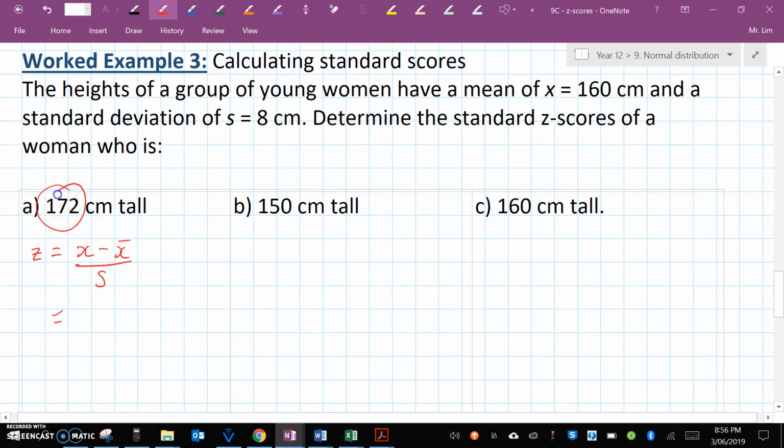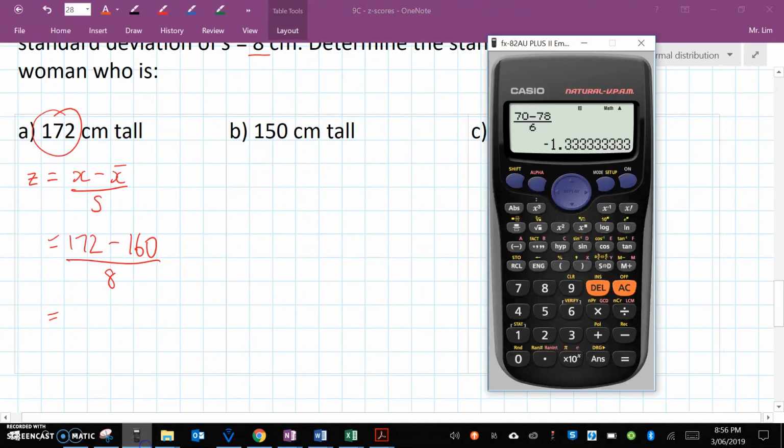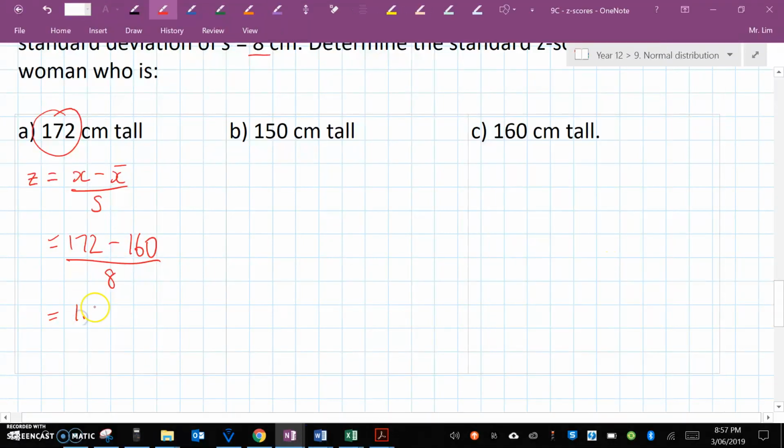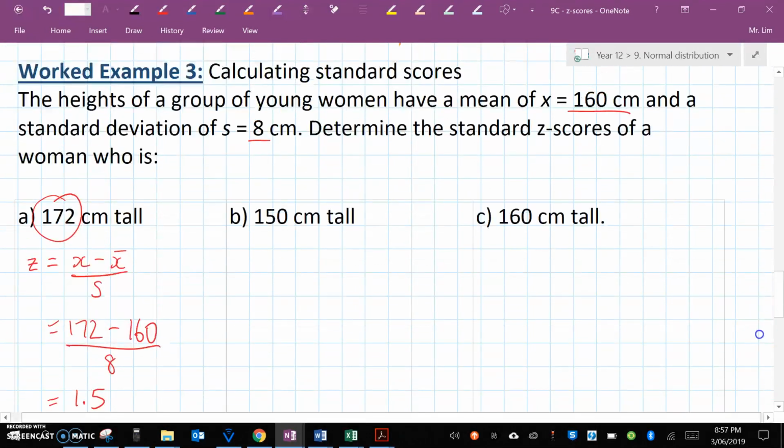Well, the score here is 172. The mean is 160. And the standard deviation is 8. (172 minus 160) over 8 is 1.5. That means a woman who is 172 centimeters tall is 1.5 standard deviations above the mean height of 160 centimeters.